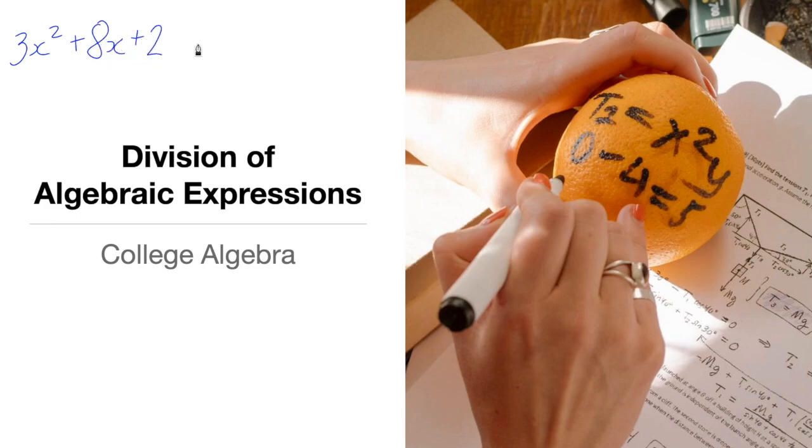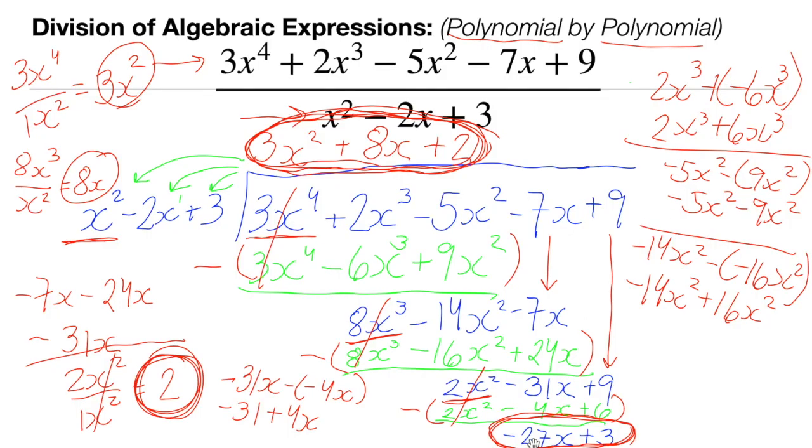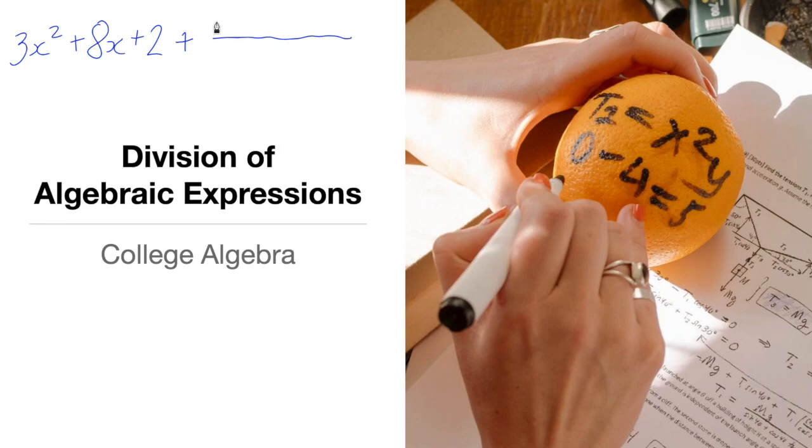So this is our quotient. And we have a remainder. So we need to add that remainder on the numerator in this part. Our remainder is negative 27x plus 3. So we're going to put here negative 27x plus 3. And then how about the denominator, sir?